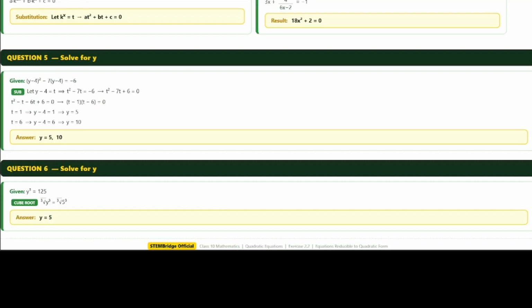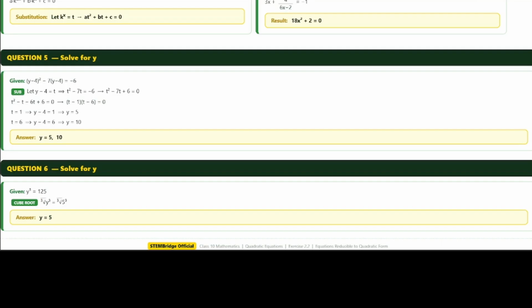Now if we replace the value of t with the original value, which is y - 4, we get y = 1 + 4, which is 5, and then y - 4 = 6, which means y = 6 + 4, which is 10. So both of the values of y have been found, which are 5 and 10.